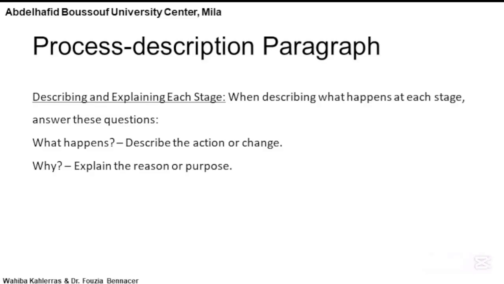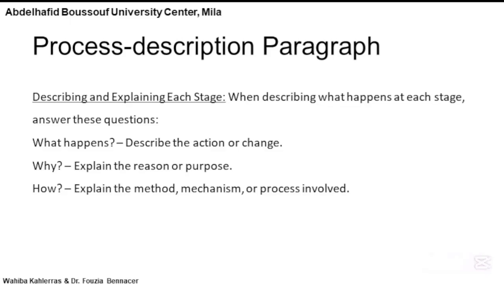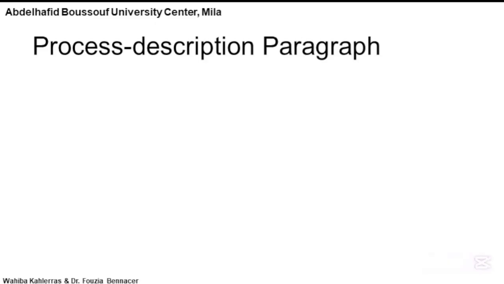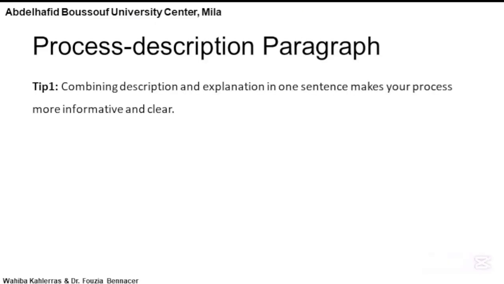You might ask yourself what happens. Here you describe the action or change, why it happens, explain the reason or purpose for this stage, and how it happens. Now you explain the method or mechanism or process involved in each stage. Let's move into some tips to make your process description paragraph more effective.